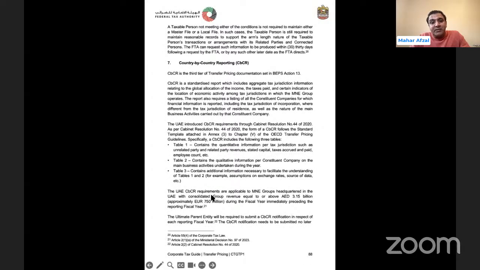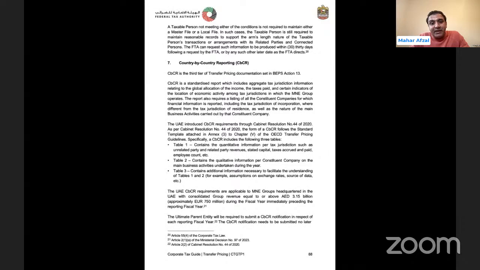They said the UAE CBCR requirement is applicable to the UAE MNE group headquartered in the UAE with consolidated group revenue equal to or above 3.15 billion, around 750 million euros. This 750 million has been given almost the same as in the OECD guideline. They have taken the numbers from there, during the fiscal year immediately preceding the reporting financial year.